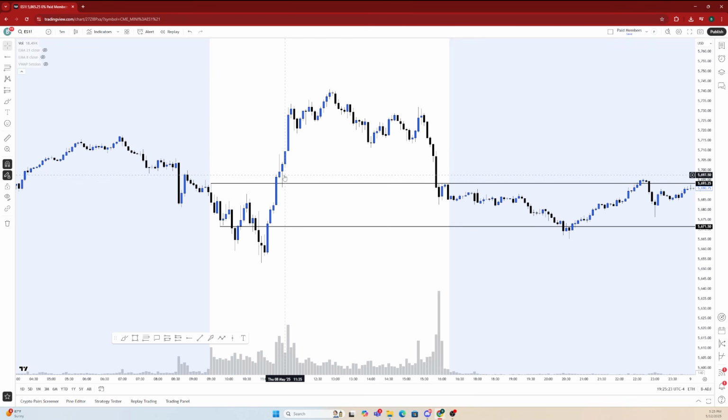Now, if we put on the volume as well, even on the retest of the level with the volume on, you can still see that there was an elevation in the volume representing that buyers were present at this area.